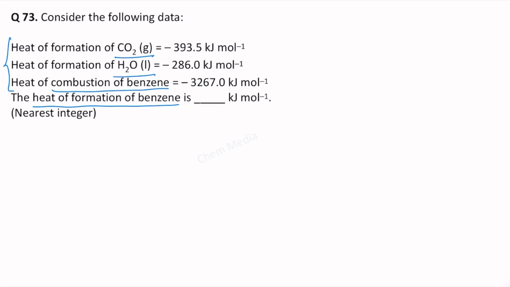Heat of formation is the change in enthalpy when 1 mole of a compound forms from its elements in their standard states, and heat of combustion is the change in enthalpy when 1 mole of a substance burns completely in oxygen to form stable oxides. So, let us first write the heat of combustion of benzene, that would be C6H6. If this undergoes combustion, then we would get CO2 gas plus water.